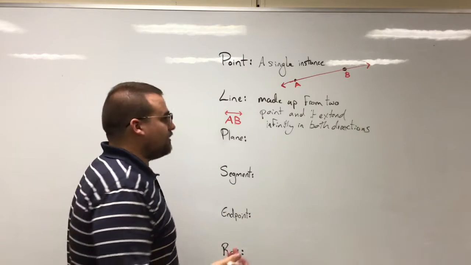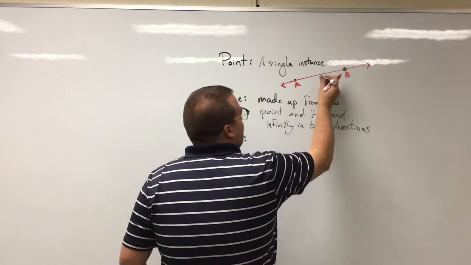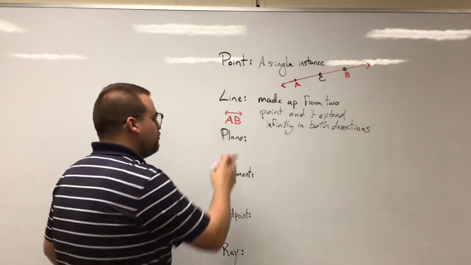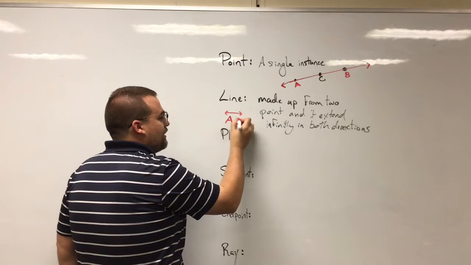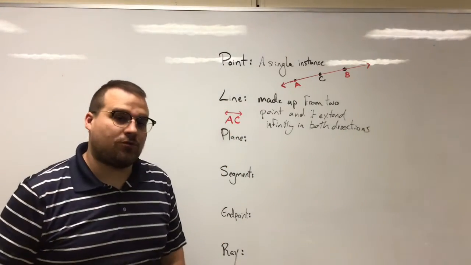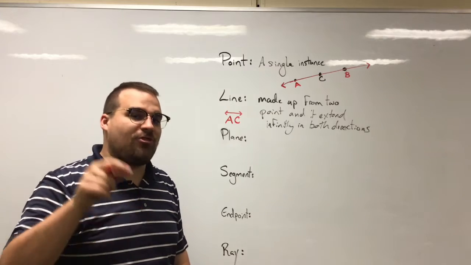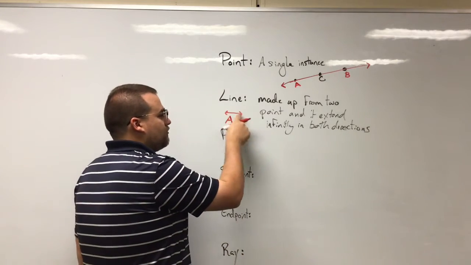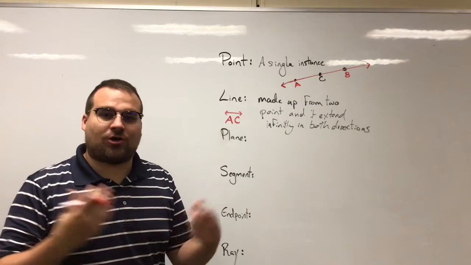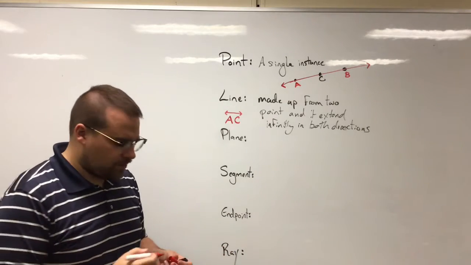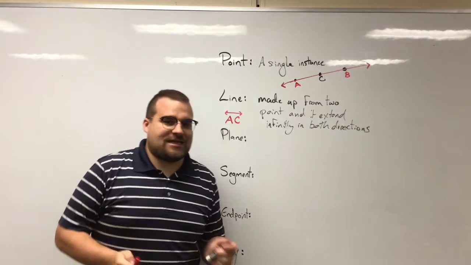Now, technically, if you wanted to put a 3rd point up here, if you wanted to say point C, then you could still name this line AC. That's totally okay, as long as you're using any 2 points on the line and you have this little designation that it goes on forever in each direction. Well, that's a line. Our next definition is a plane.